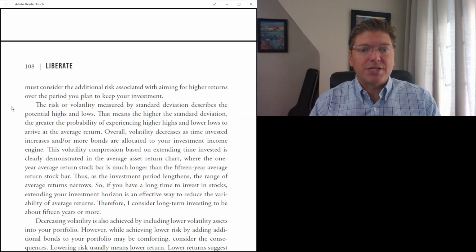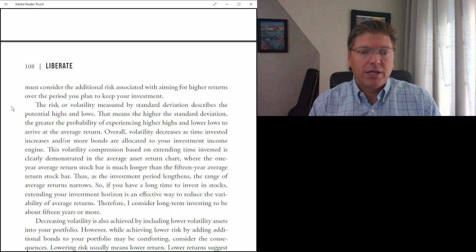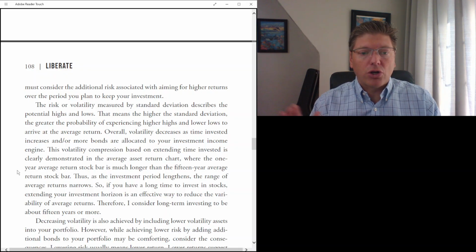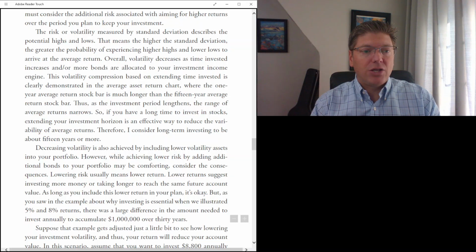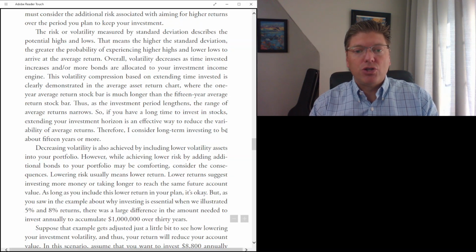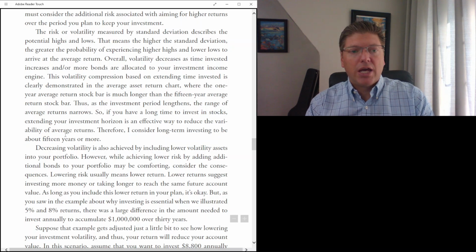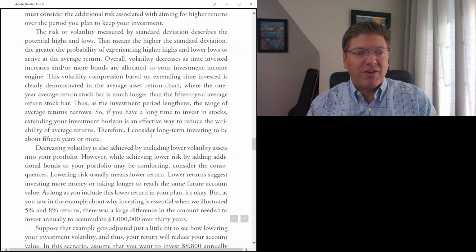Overall, volatility decreases as time invested increases and/or more bonds are allocated to your investment income engine. This volatility compression based on extending time invested is clearly demonstrated in the average asset return chart that we looked at in the previous video, where the 1-year average return stock bar is much longer than the 15-year average return stock bar. Thus, as the investment period lengthens, the range of average returns narrows. So if you have a long time to invest in stocks, extending your investment time horizon is an effective way to reduce the variability of average returns. Therefore, I consider long-term investing to be about 15 years or more.